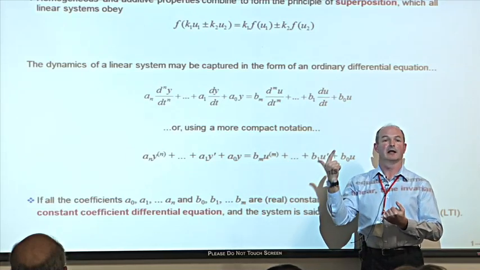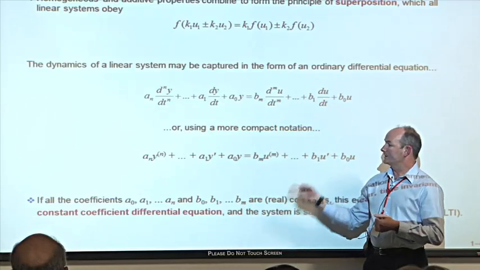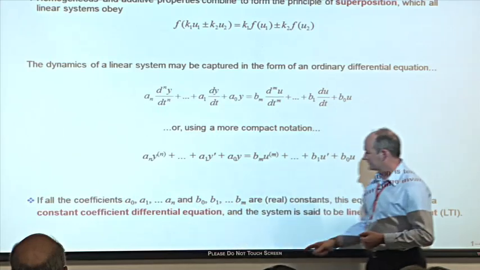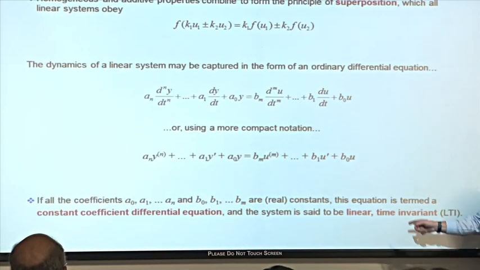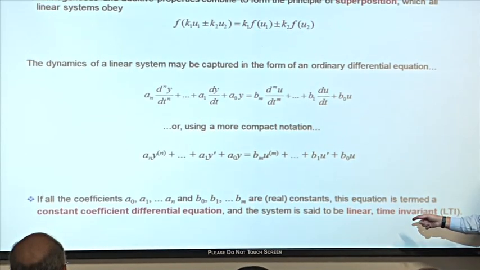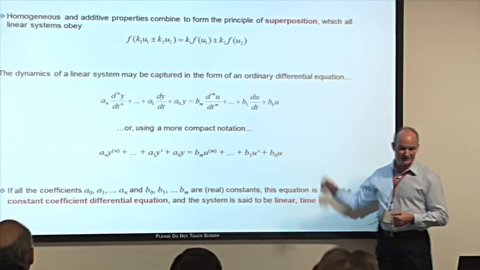So real and constant. And then the equation is known as a constant coefficient differential equation, and we can use it to describe a linear time invariant system, sometimes called an LTI system. This is what linear time invariance means. Okay? So the differential equation.